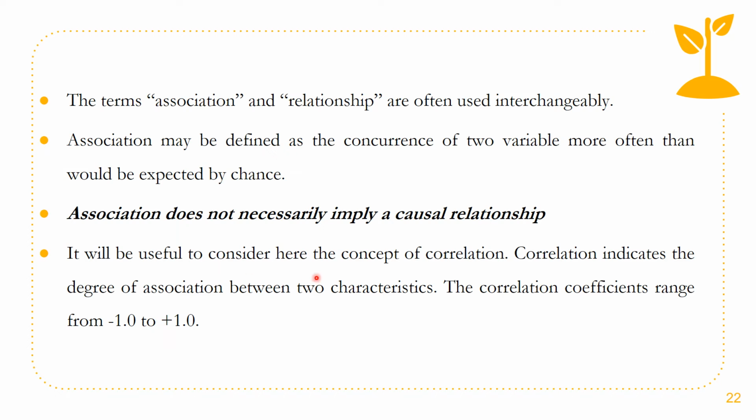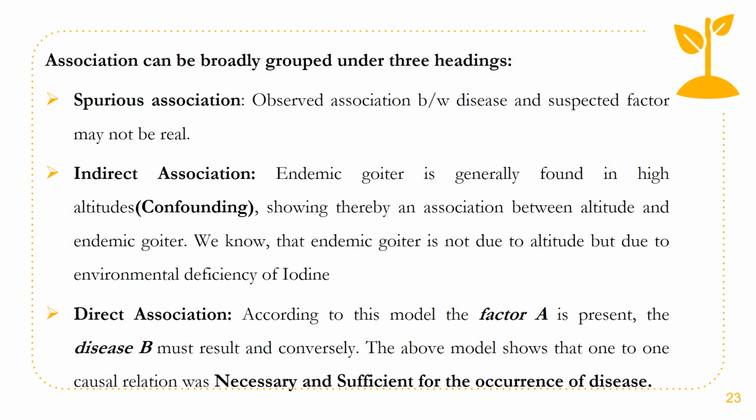It will be useful to consider here the concept of correlation. Correlation indicates the degree of association between two characteristics. The correlation coefficient range extends between -1 to +1, or -1.0 to +1.0. Association can be broadly grouped under the three headings like spurious association, indirect association, and direct association. Coming to spurious association, here observed association between the disease and suspected factors may not be real.